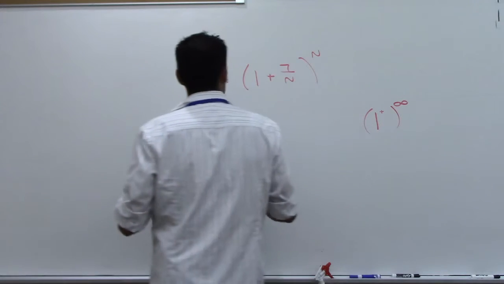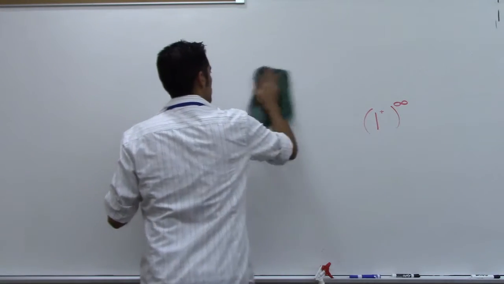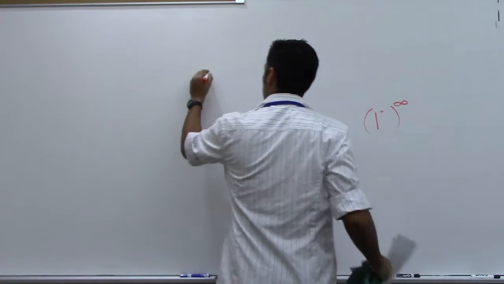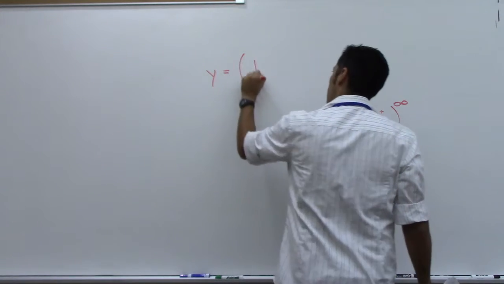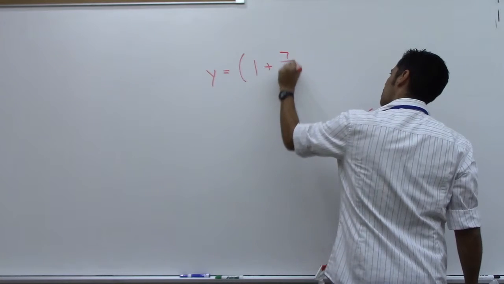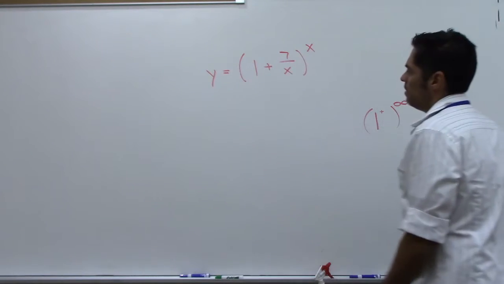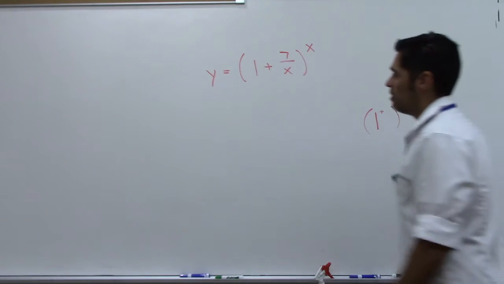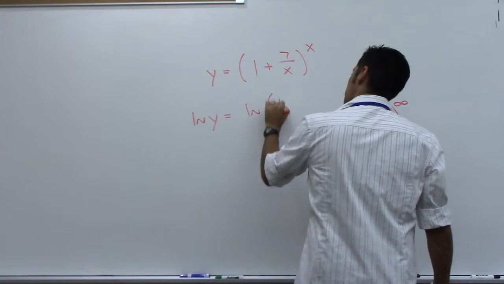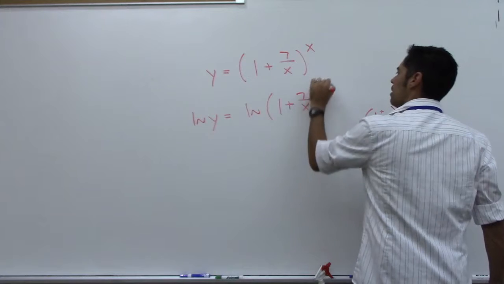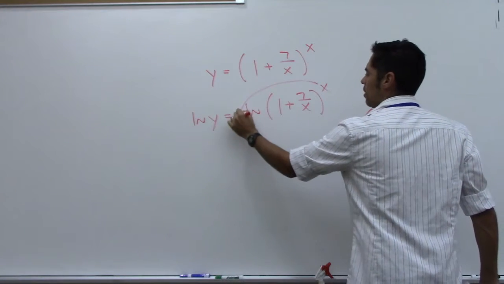All right, so what we'll do is, again, we're going to have to bring in L'Hopital's rule. So I'm going to define this. I'm going to call it y equals a function of x, which is (1 plus 7 over x) to the x. And then to use L'Hopital's rule on this, you actually have to take the natural log of both sides. And when you do that, you can pull the x out and then go to town with it.